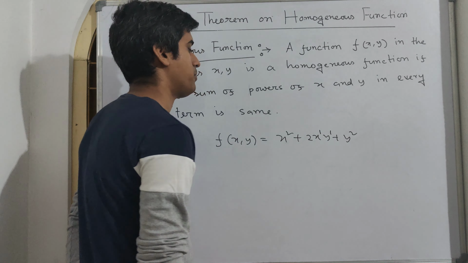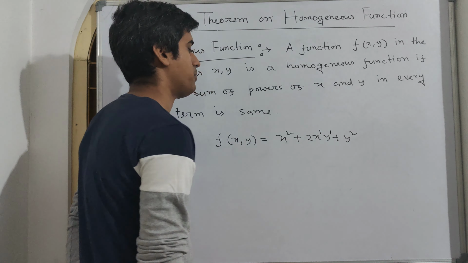Let u equal x square plus y square. So here u is a homogeneous function. The degree of each term is n equals 2. So as per Euler's theorem, x into del u by del x plus y into del u by del y equals nu, that is equal to 2u. Now we will verify the result.